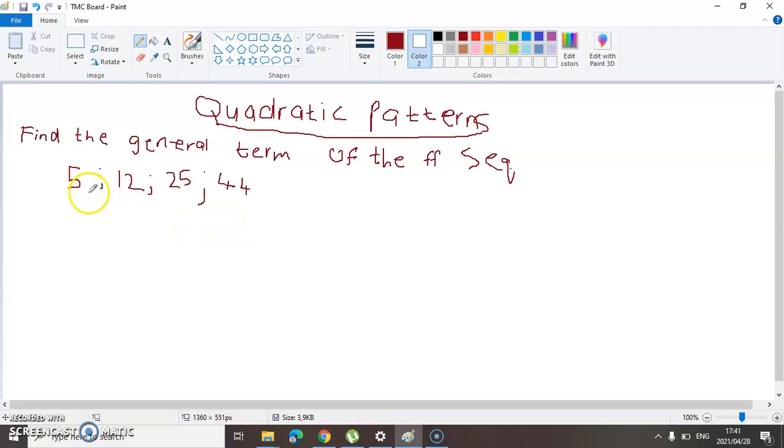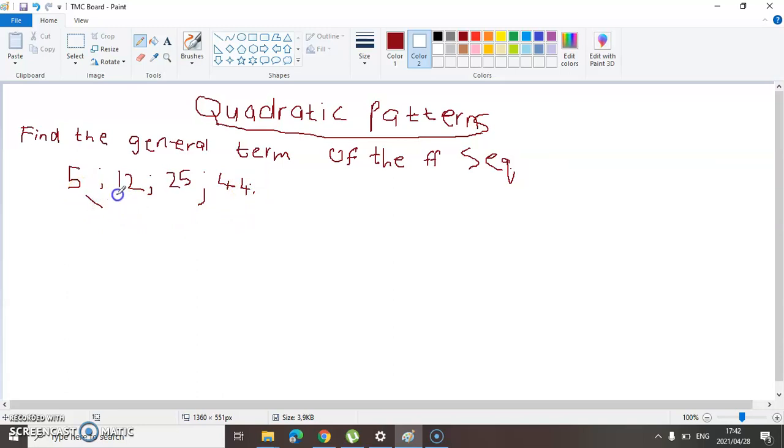Okay, so you've got 5, 12, 25, and 44, and you are supposed to find the general term. Ladies and gentlemen, when they say find the general term, the first thing, without thinking, is to look for the common difference. This is term 1, term 2, term 3, term 4. Now look for a common difference.